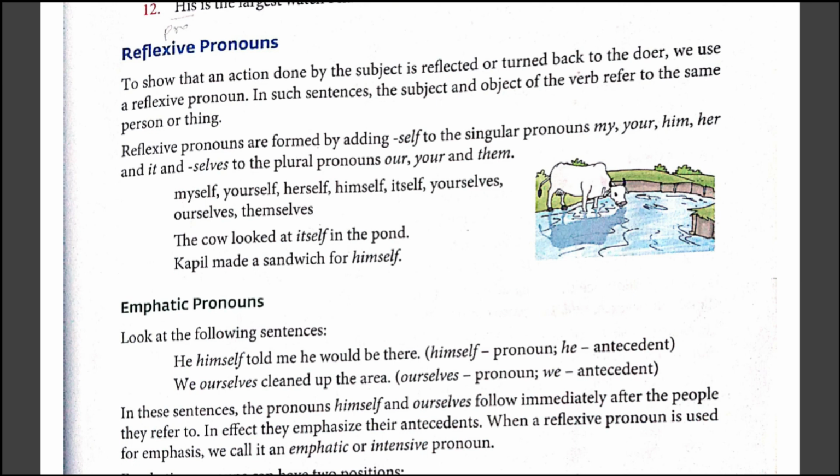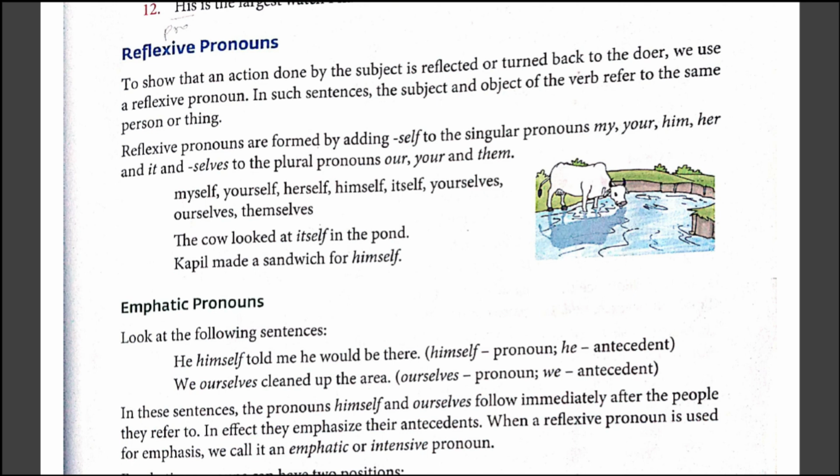Next one, emphatic pronouns. Look at the following sentences. He himself told me he would be there. Now who is telling? He. So he will be the antecedent and himself will be the pronoun. Next one. We ourselves cleaned up the area. So who is cleaning? We. And the pronoun what? Ourselves. Who are doing? We ourselves are doing. So here ourselves will be the pronoun and we will be the antecedent.